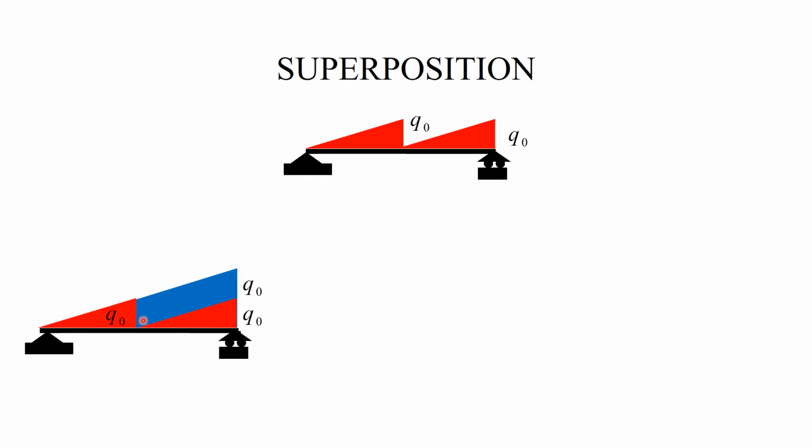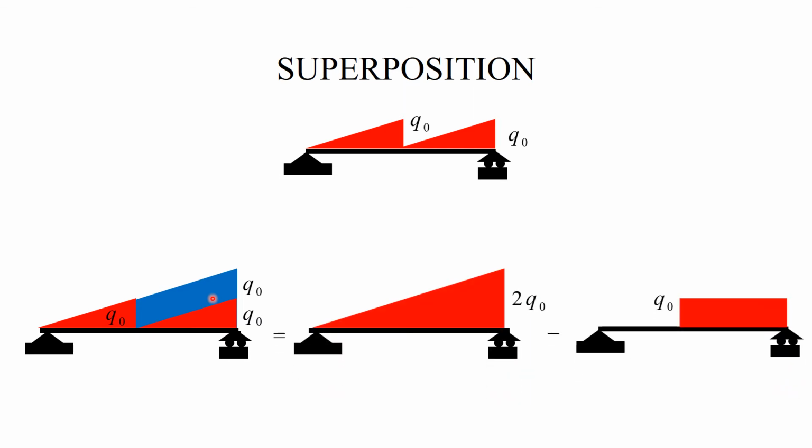So the red subdomain of the triangle is the zigzag load, and the blue part that looks like a parallelogram, in reality represents a uniformly distributed load on the right half of the beam. So I can take a linearly distributed load of intensity 2q0, subtract from it a uniform load distributed on the right part of the beam, and that's what will give me the zigzag.